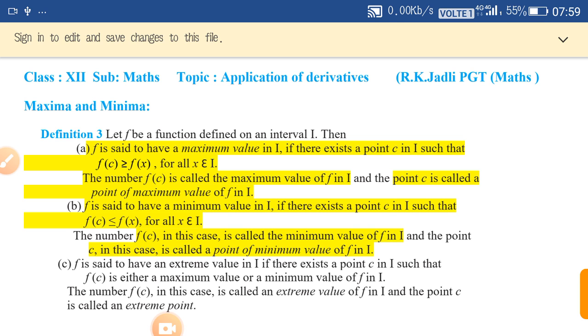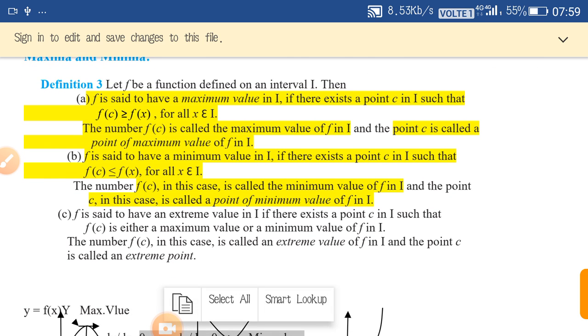If c is a point in the interval and we get f(c), the value of the function, it is greater than all other values, then we say that f(c) is the maximum value. And here f(c) is called the maximum value and c is called the point of maxima in the interval.